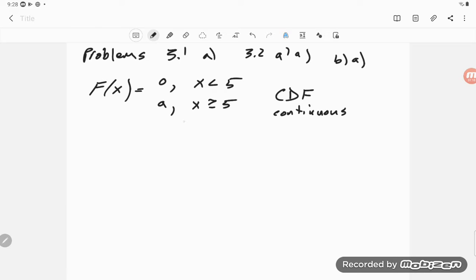So for each of the functions given below, determine a constant A so that it possesses all the properties of a probability distribution function. That's a big PDF, uppercase. Determine in each case its associated probability density function, PDF, or probability mass function if it exists, and sketch all functions.